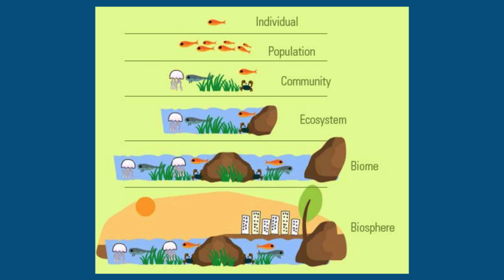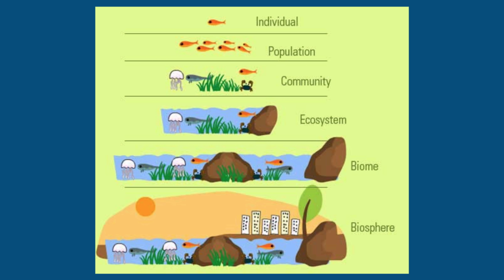Okay, our next level is going to be ecosystem. An ecosystem is a specific area, and it's all the living and non-living things that are in that area. So you've got different populations of species. I've got fish, I've got jellyfish, I've got grass, everything that is biotic, and then also the abiotic factors like rocks and water.